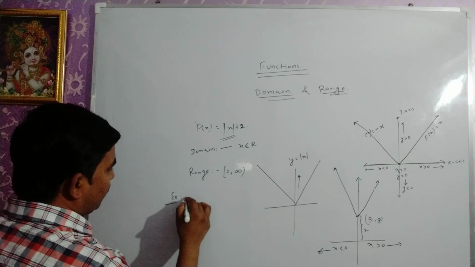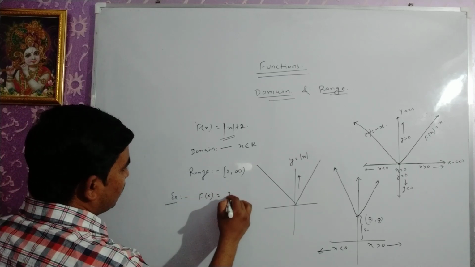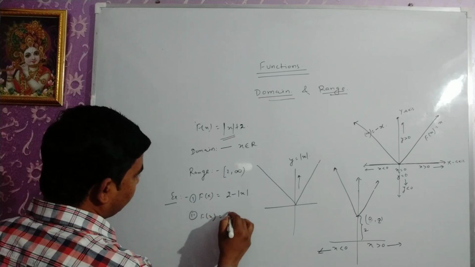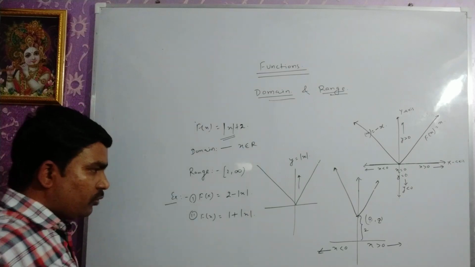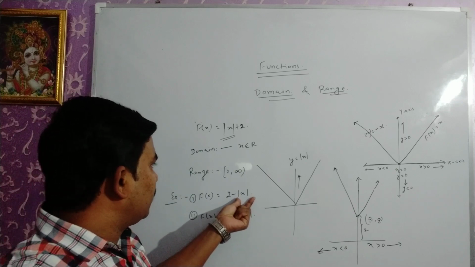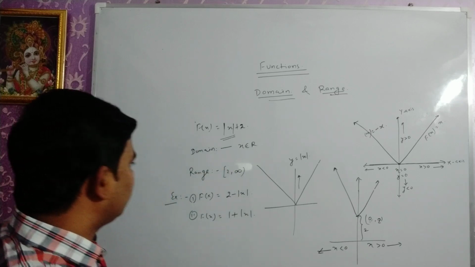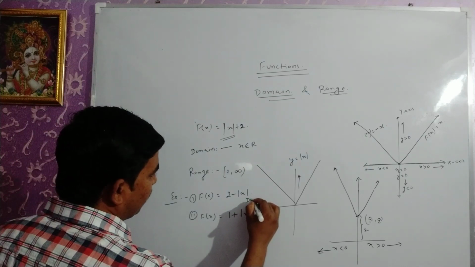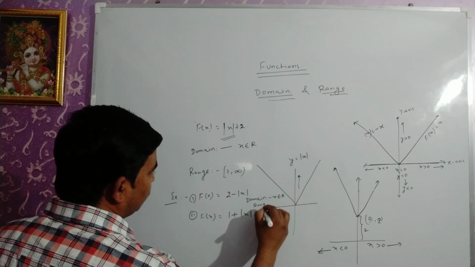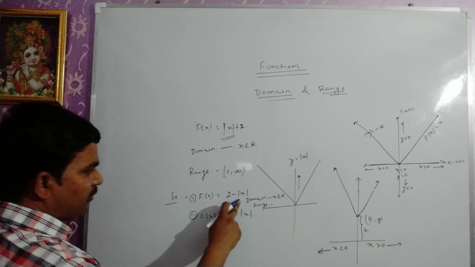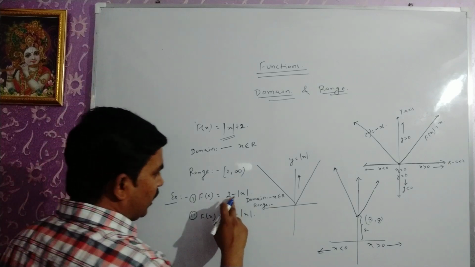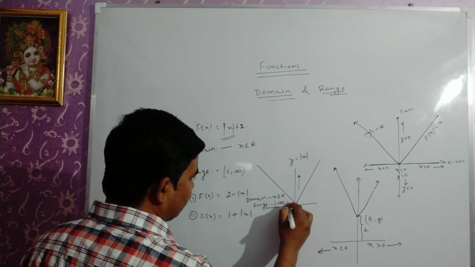Other examples which we can solve: f(x) equal to, suppose, 2 minus mod x, or f(x) equal to 1 plus mod x. Without the help of a graph, we can also say that f(x) is valid for all real values of x. So the domain is x belongs to R. For the range, the minimum value of mod x is 0 and the maximum value goes to infinity. So the maximum value is 2 minus 0 equal to 2, and it goes to minus infinity. This is from minus infinity to 2.